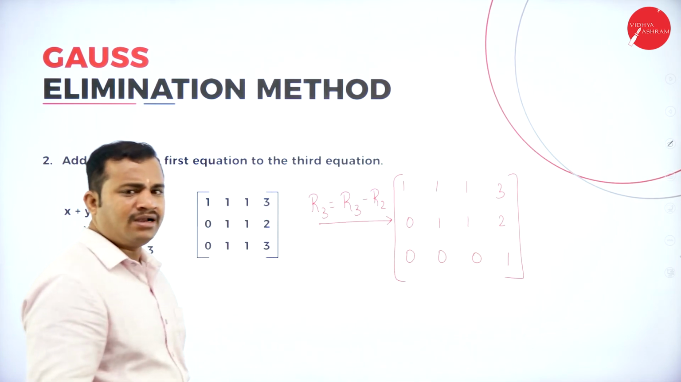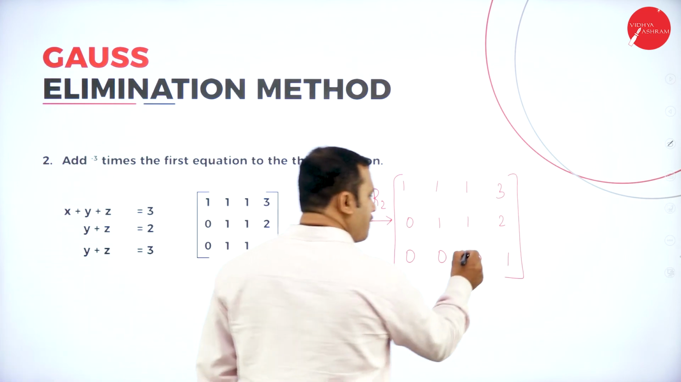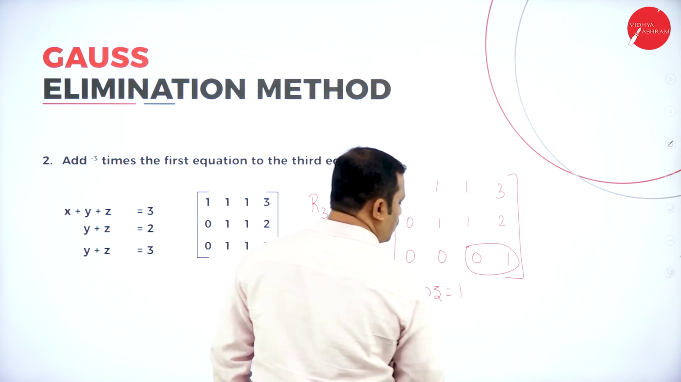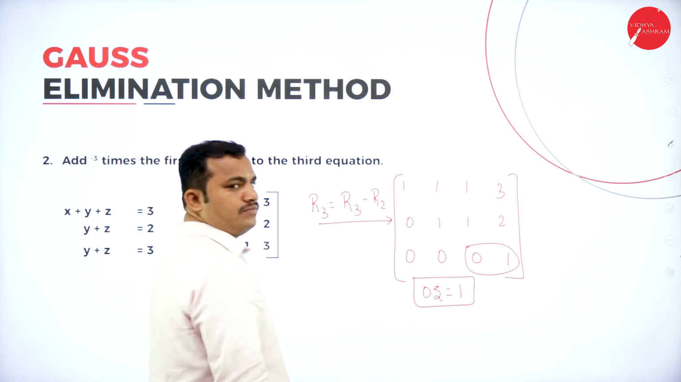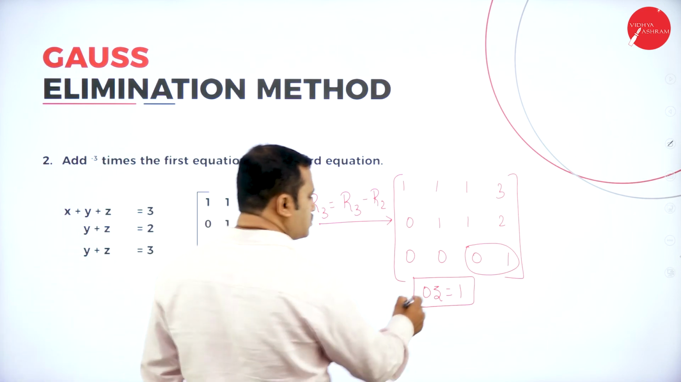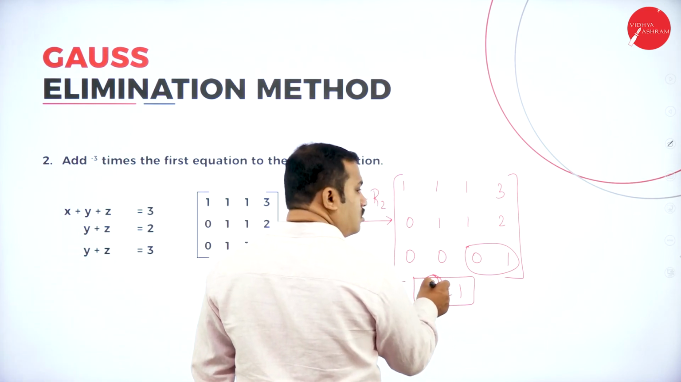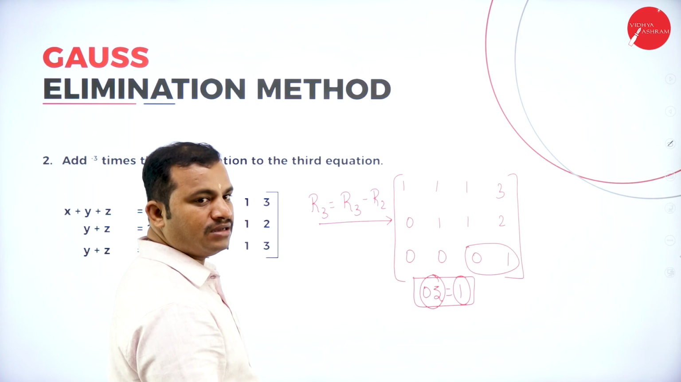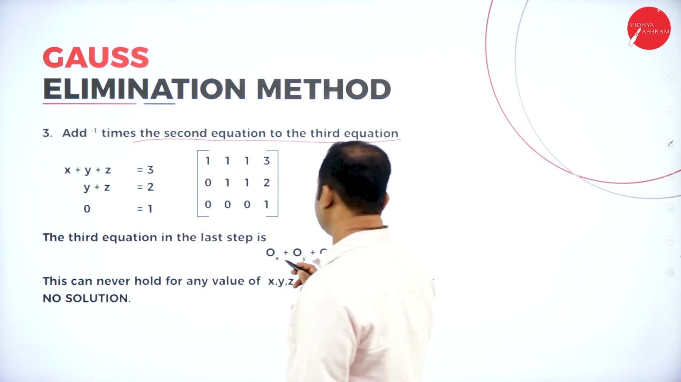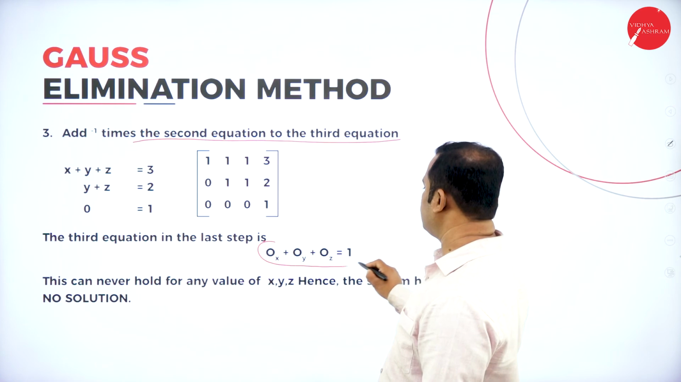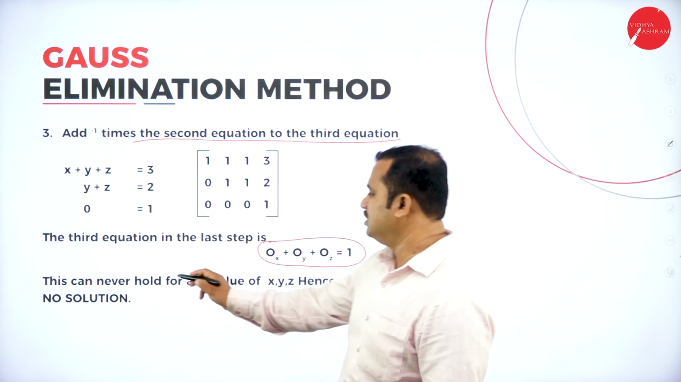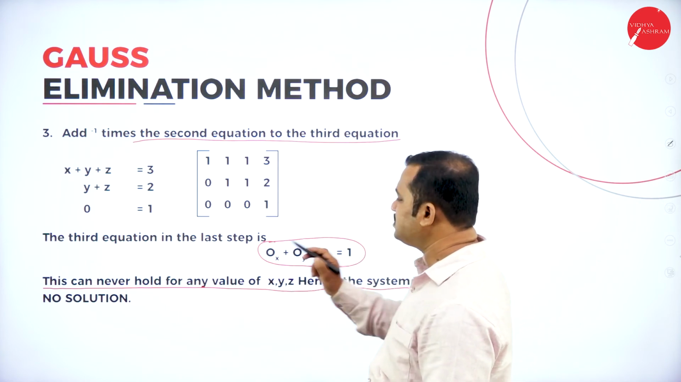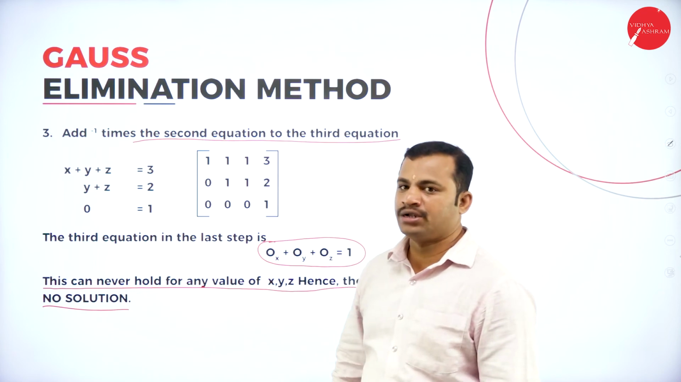This indicates that 0z is equal to 1. Is it correct? No, it is not at all correct. There is no unknown at all, but we have 1 here. So this indicates that there is no solution to this equation. That is 0x plus 0y plus 0z is equal to 1. This can never hold for any value of x, y and z. Hence, the system has no solution at all.